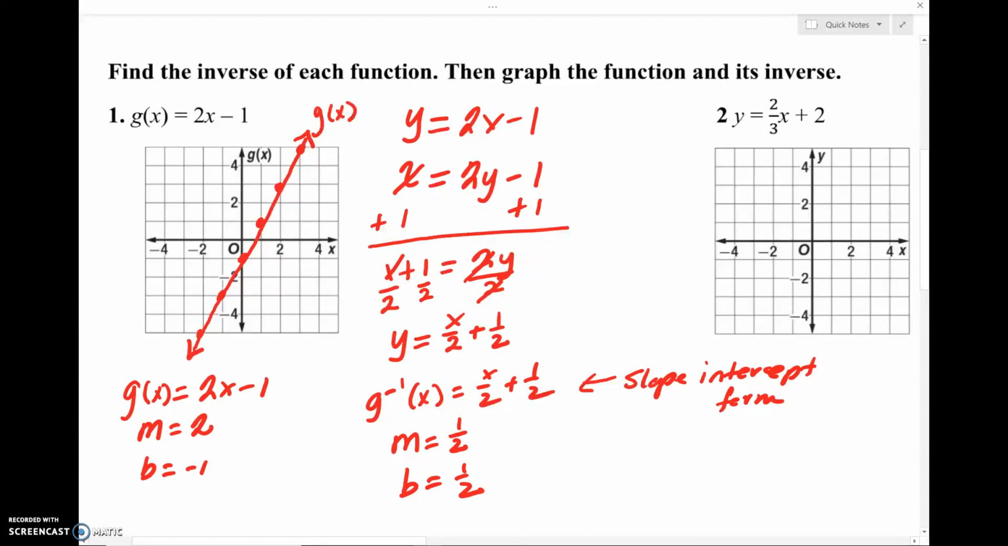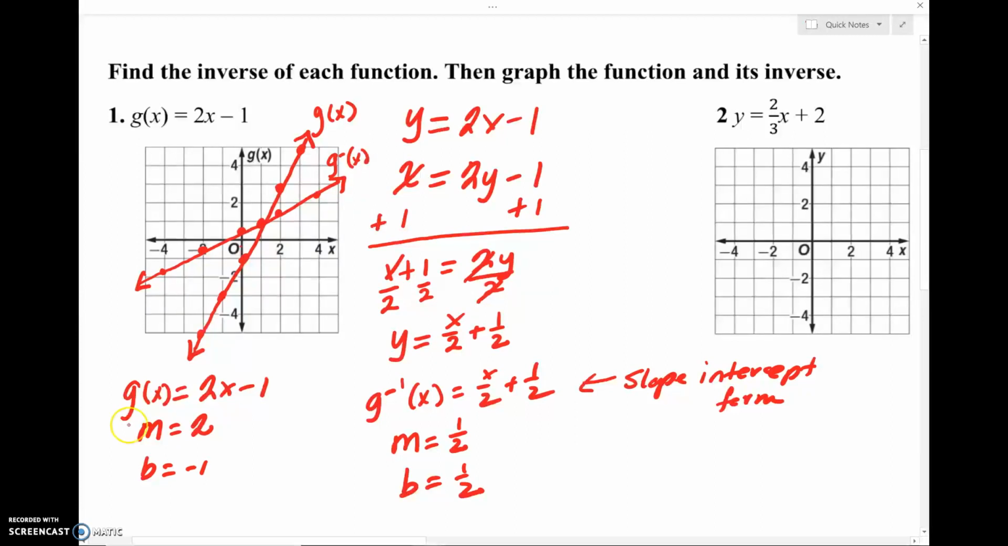Now to graph our inverse, as we said before, the y-intercept is 1/2. So we go to the y-intercept, which is 1/2, and our slope is 1 over 2. So we're going to rise 1 and go over 2. We're also going to go down 1 and 2 to the left. Connect the points, and this is our inverse function.